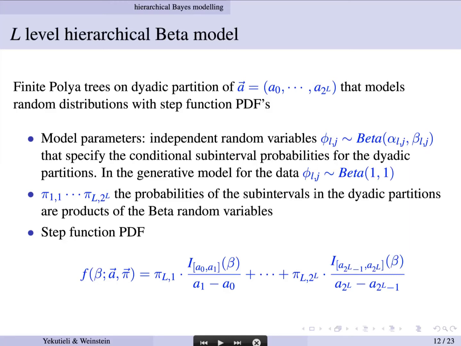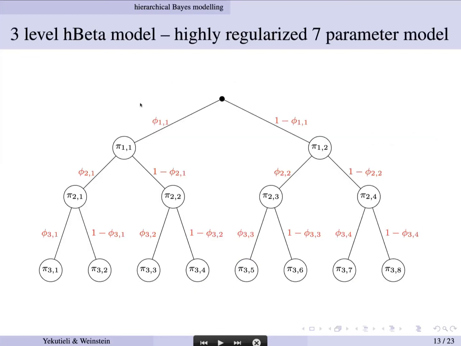Okay, this is how it looks in a cartoon. This is a 3-level hierarchical beta model. You should think that these pi's at the end live on a support, and pi 3,1 is the density I'll give to the first interval. Pi 3,2 is the height of the step function for the second subinterval, etc., okay?